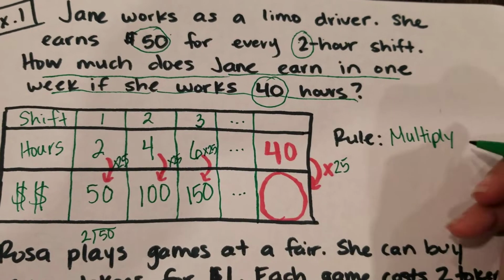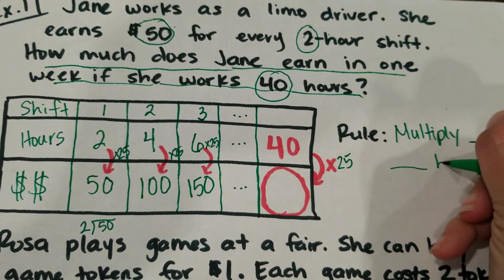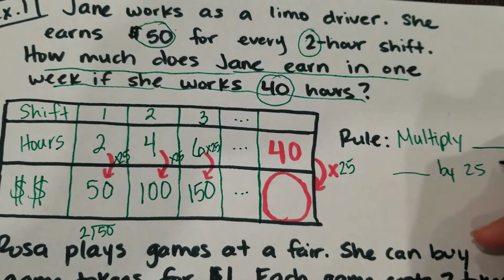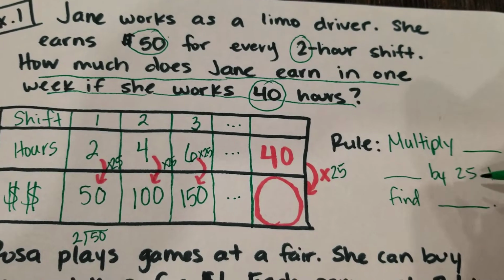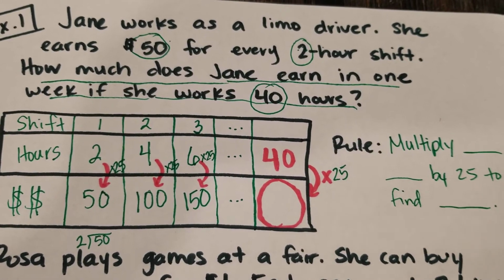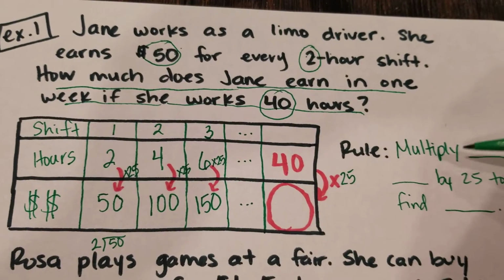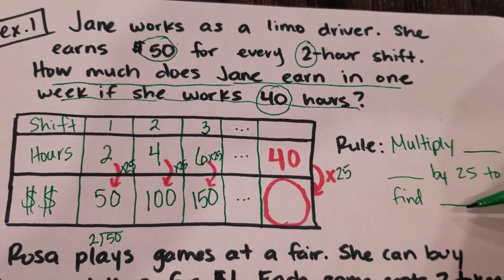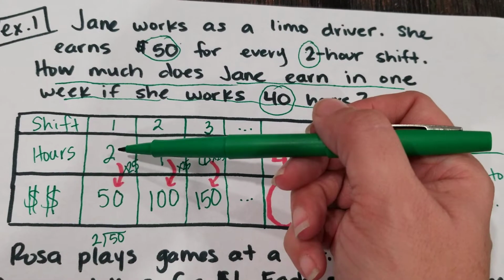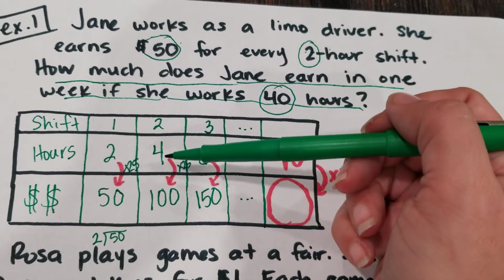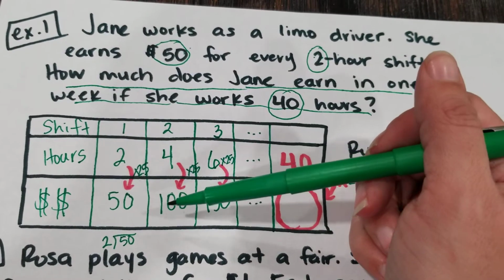Multiply what? So multiply blank by 25 to find blank. What am I multiplying by 25? Okay, what am I multiplying by 25 to find the next number? Remember, I'm working from top to bottom. So I'm multiplying 2 by 25 to get 50. I'm multiplying 4 by 25 to get 100.